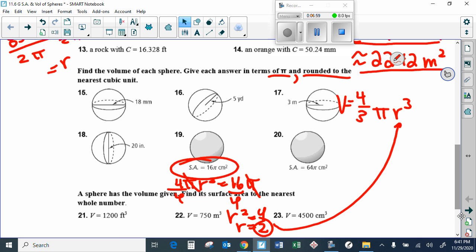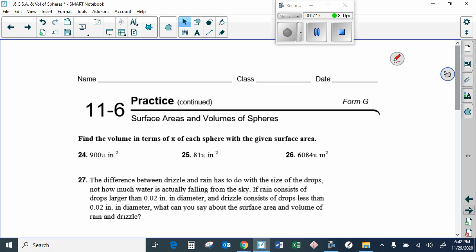Okay, a sphere has the volume given. Find its surface area, 4 pi r squared, to the nearest whole number. So you've got to solve for the r given the volume, and then plug that into the 4 pi r squared and round to the nearest natural number.